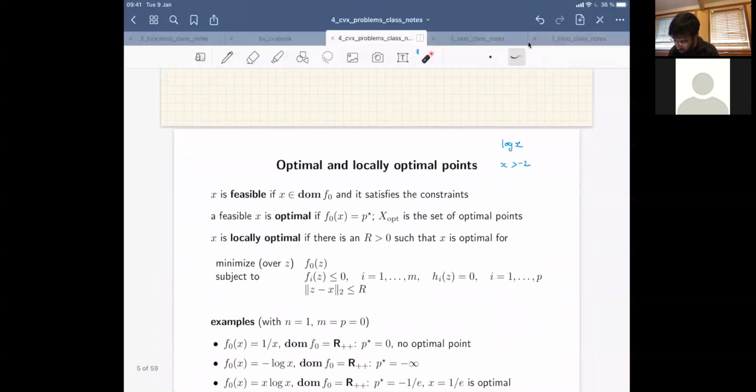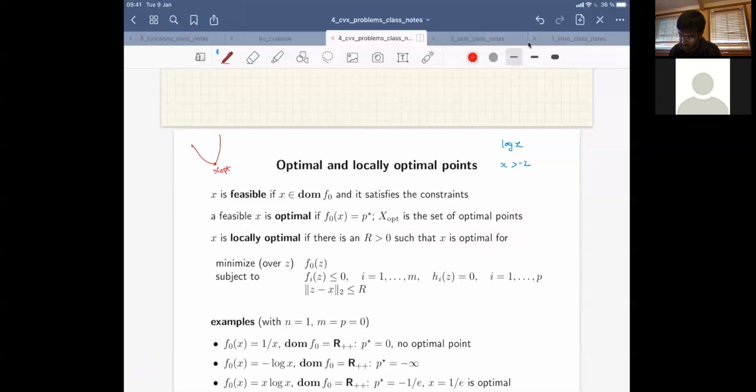So X is optimal if this is achieved and X is feasible. And X opt is the set of optimal points. Why do you say a set of optimal points? Because, for example, here, if I minimize, I will have only one X opt, right? Here it is unique. But this cannot be the case always.